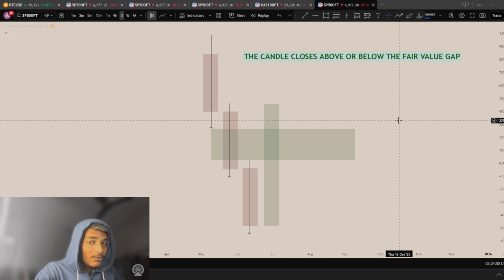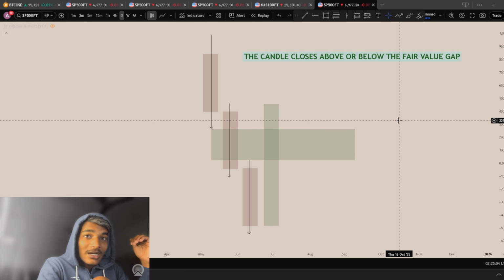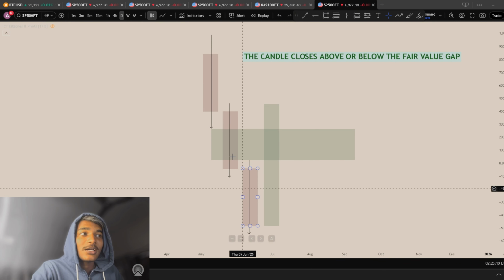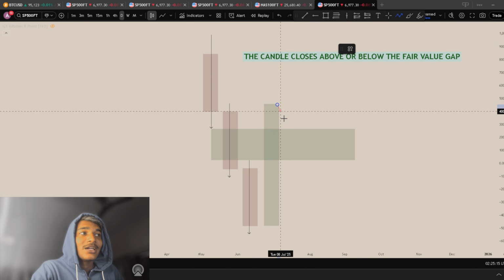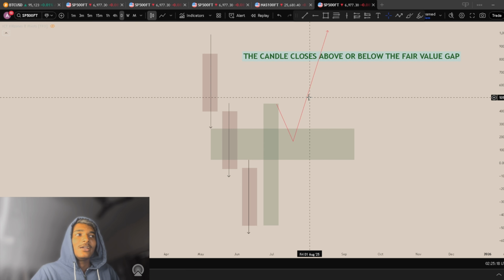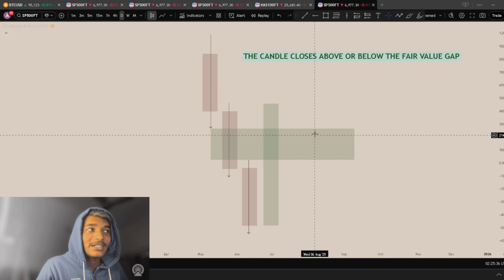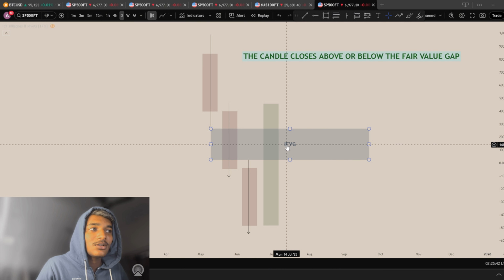If the market is in a downtrend and it closes above the fair value gap, then the trend is likely to change. Or when the market is in an uptrend and it closes below the fair value gap, then the trend is going to change. So here the market is in a downtrend and the candle closes above the fair value gap, then the market is going to move like this, and vice versa for the bullish side. If the market closes below the fair value gap, then the market is going to move down. When the market does this, it disrespects the fair value gap. We call this an IFVG, or inversion fair value gap.